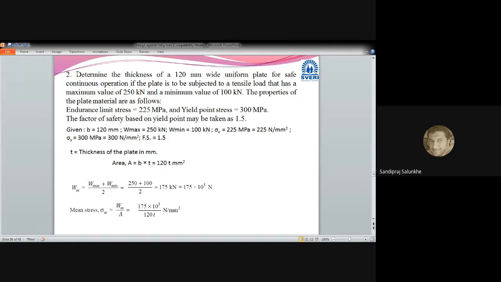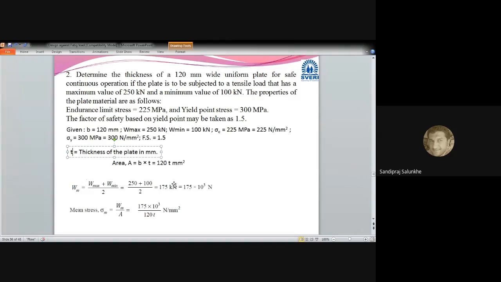So when we consider this factor of safety, we can go further. Let us first consider that T is the thickness of plate. This T we have considered as the thickness of plate. That's why naturally the area of that plate is going to become B into T. B is the width and T is the thickness. We know that width is 120 millimeter and we have to calculate thickness T. So we'll consider this area as 120 T millimeter square.